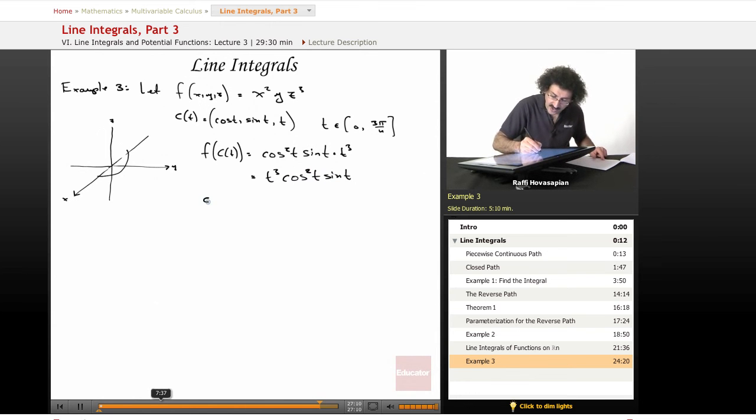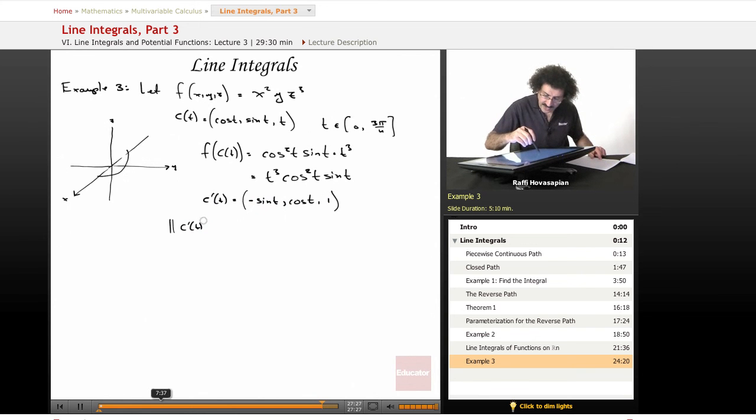Well, now let's go ahead and find c prime of t. Well, c prime of t is minus sine t, cosine t, and 1. Now let's find the norm of c prime of t, the length, in other words, of the tangent vector at any given moment. That's going to equal this squared plus this squared plus this squared, all under the radical, so sine squared plus cosine squared plus 1 under the radical, and sine squared plus cosine squared is 1, 1 plus 1 is 2, so we have radical 2.